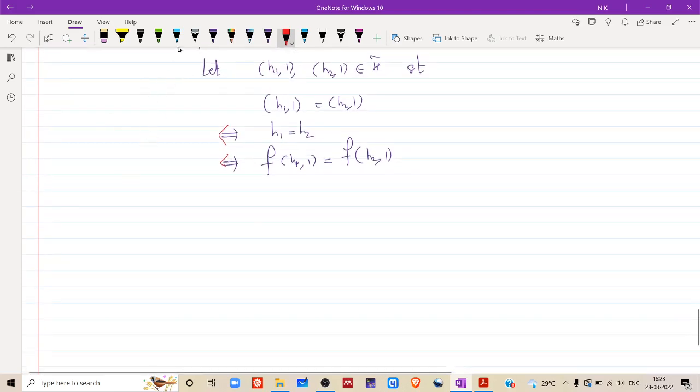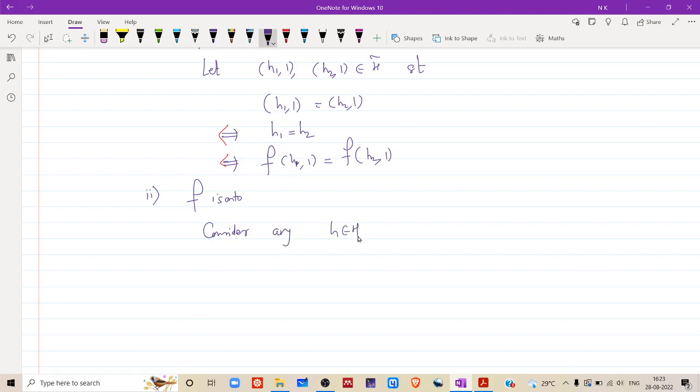Now let's prove that f is onto. It's quite simple. So the second part: f is onto. For that, consider any h belonging to H. You can clearly find its pre-image. Then clearly (h, 1) belongs to H tilde such that f of (h, 1) equals h, right? And what this means is that f is onto, because you found its pre-image in H tilde.